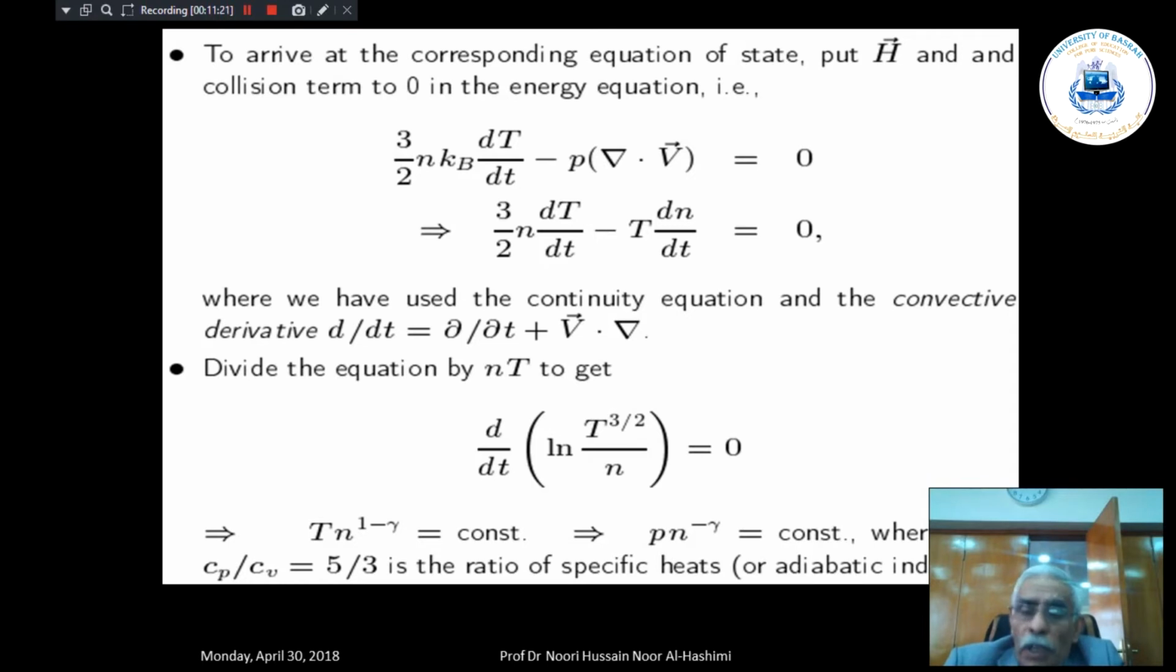This one I can easily complete, so it gives me T n^(1 minus gamma) equals constant, and it gives me p n^(minus gamma) equals constant, where gamma is C_P, the specific heat at constant pressure, over the specific heat at constant volume C_V, equal to 5/3, the ratio of specific heats or adiabatic index.